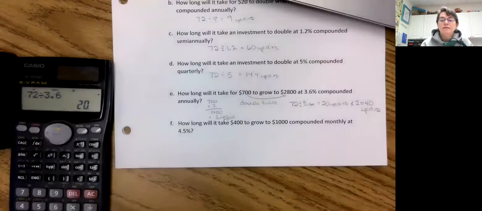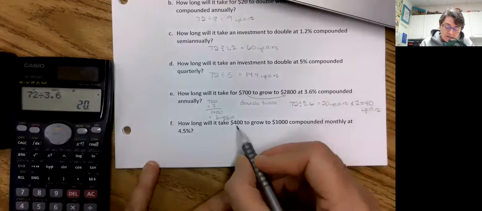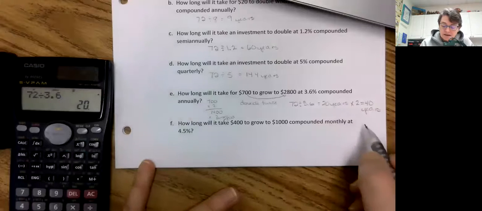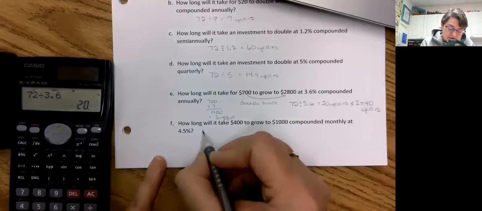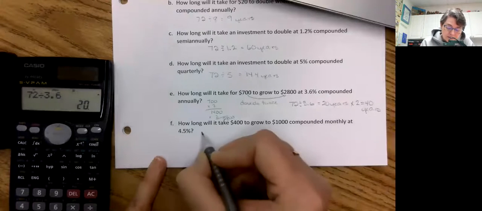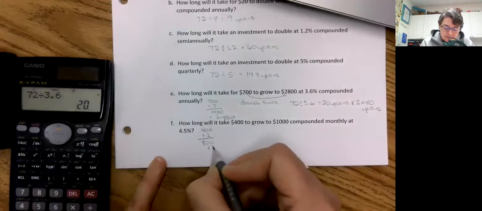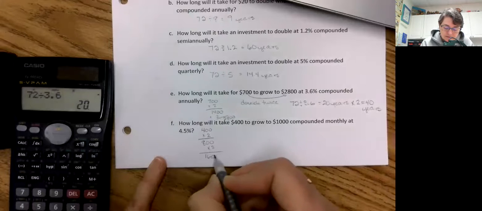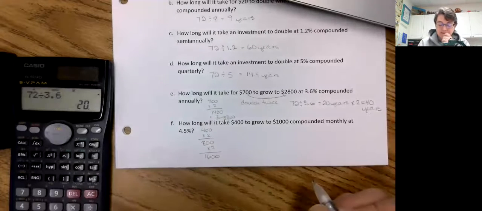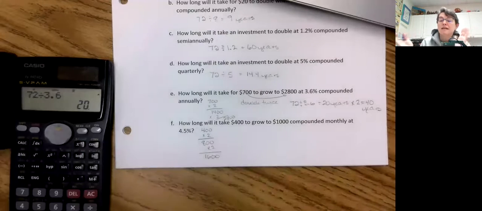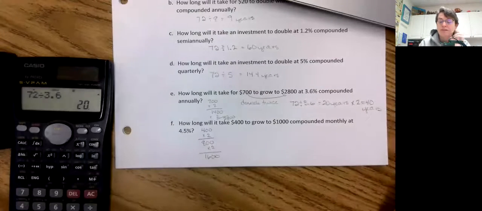All right, last one. And this is where the estimates get really, well, they're not that accurate, I guess. Well, they're estimates, right? How long will it take 400 to grow to $1,000 compounded monthly at 4.5%? So doesn't say anything about doubling, so let's do the math. 400 times 2 is going to give me 800, times 2 is 1,600. So it's not exact, but we're going to be able to get a range for our answer here.